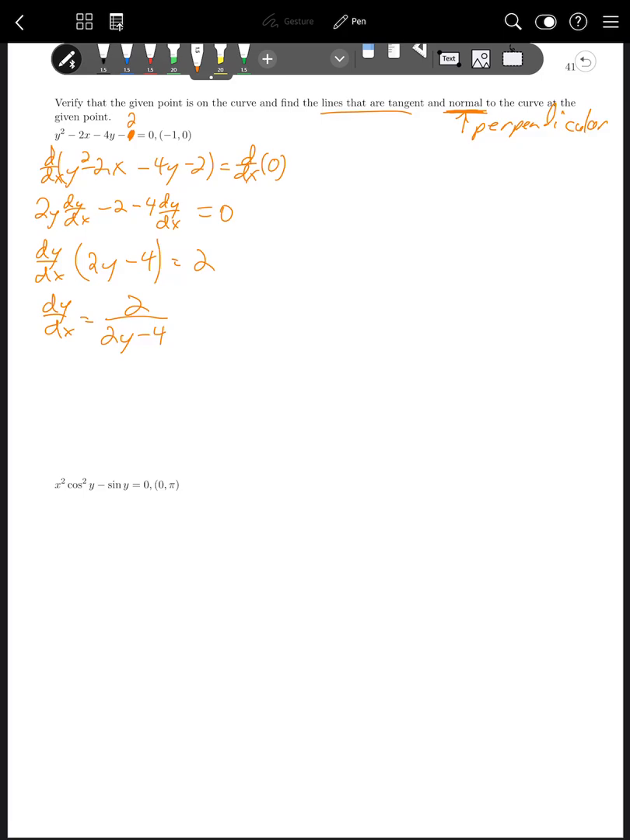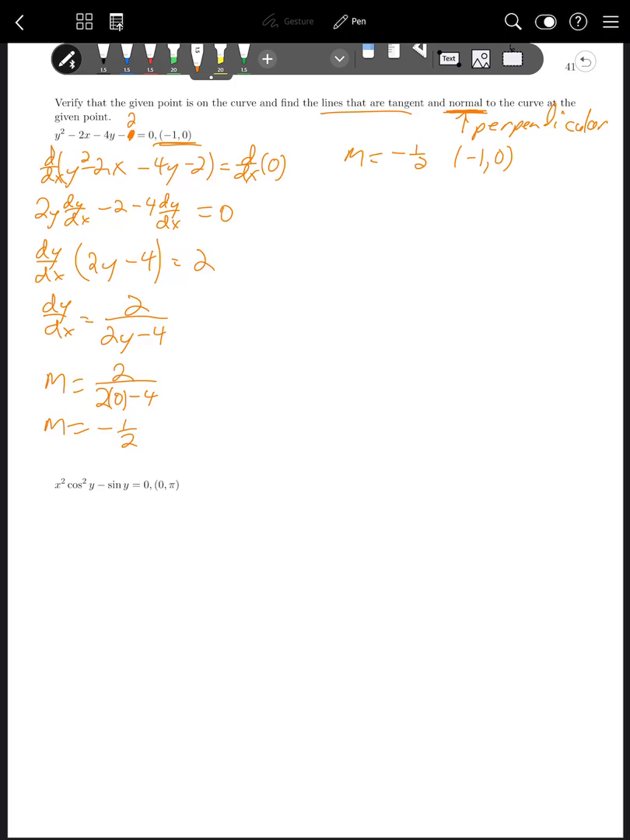So to find the slope at the point we want, negative 1 comma 0, we just plug in our y value. So our slope is just going to be 2 over 2 times 0 minus 4. So that's 2 over negative 4, or negative 1/2. So that means we want to write a line that has a slope of negative 1/2 and goes through the point negative 1 comma 0.